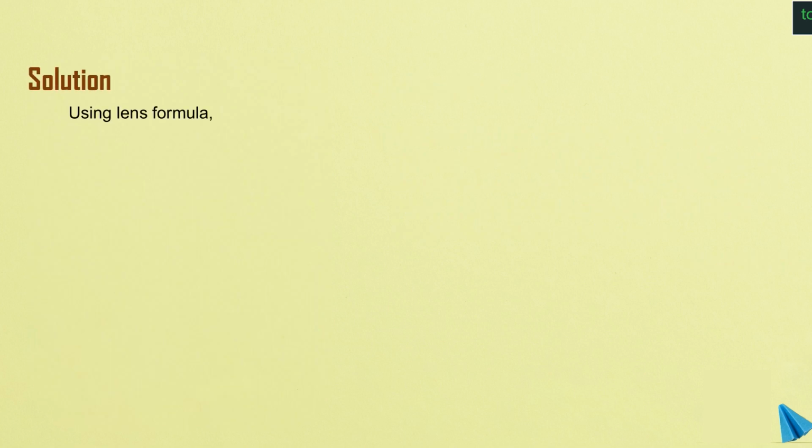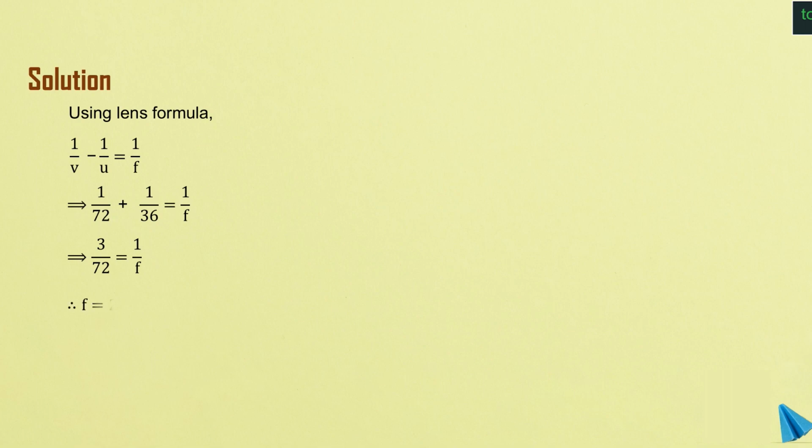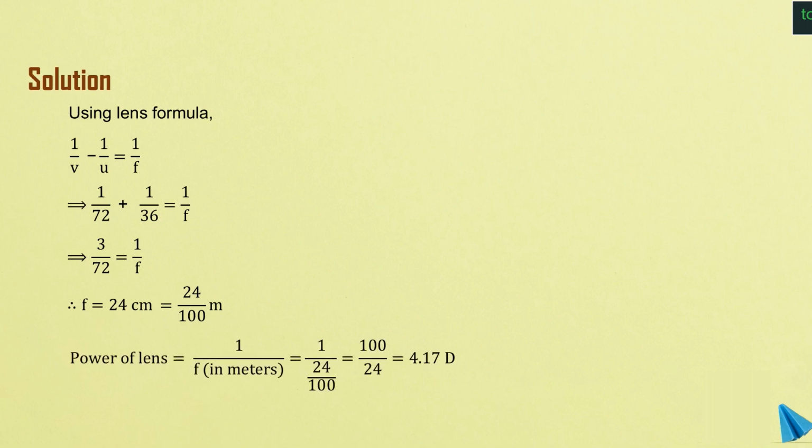So we know the formula that 1 by V plus 1 by U is equal to 1 by F. So that gives me 1 by 72 plus 1 by 36 is equal to 1 by F. You solve this further, you get 1 by F is equal to 3 by 72. So that is 1 by 24 and F is equal to 24 centimeter. That is 0.24 meters.